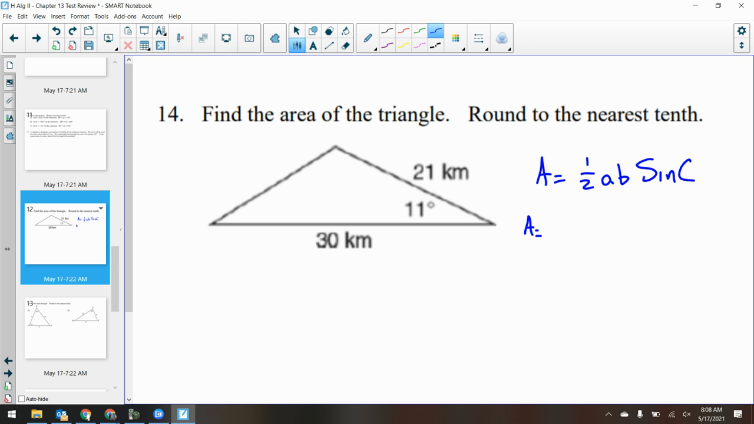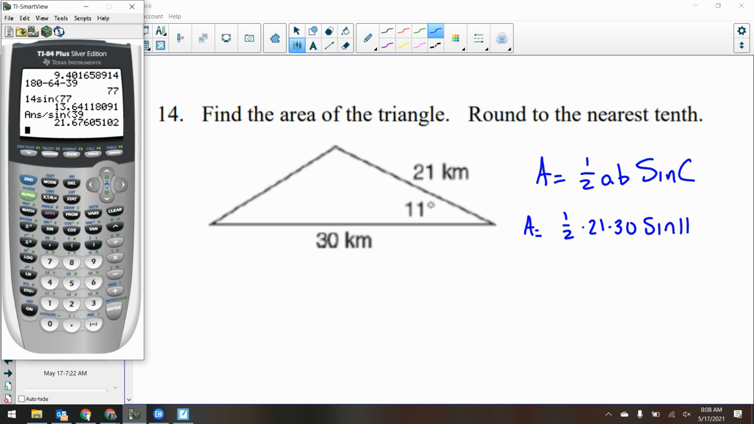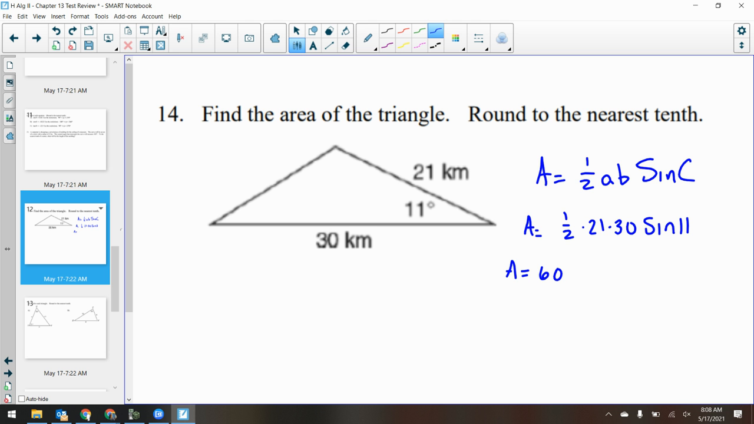So area is equal to 1/2 times 21 times 30 times the sine of 11, because that 30 sine 11 is really equal to the height of the triangle. 0.5 times 30 times 21 times the sine of 11 is 60.1 square kilometers.